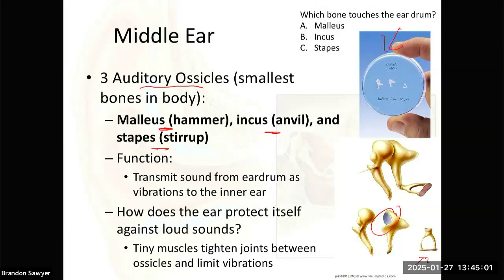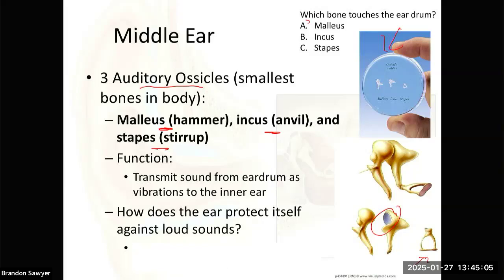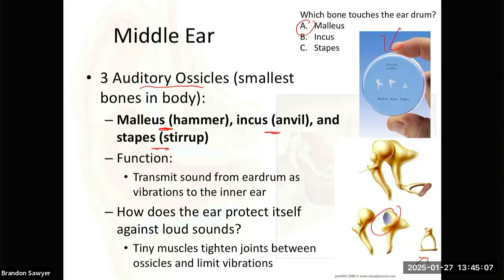So the order goes the malleus first, that's the one that's touching the eardrum. The incus is in the middle, and then the stapes is closest to the oval window. So it really goes in this order here. All right, questions about that at all?